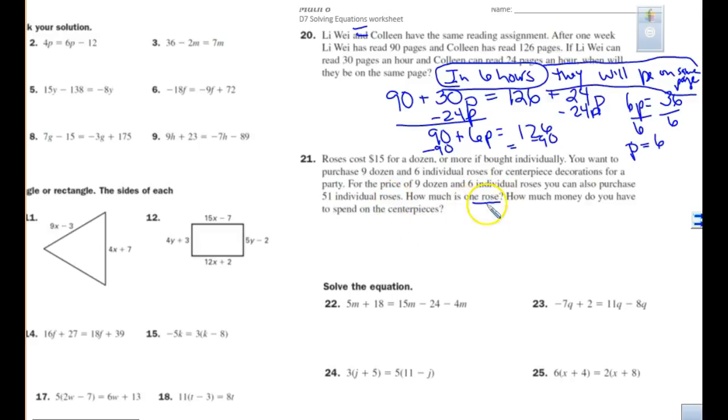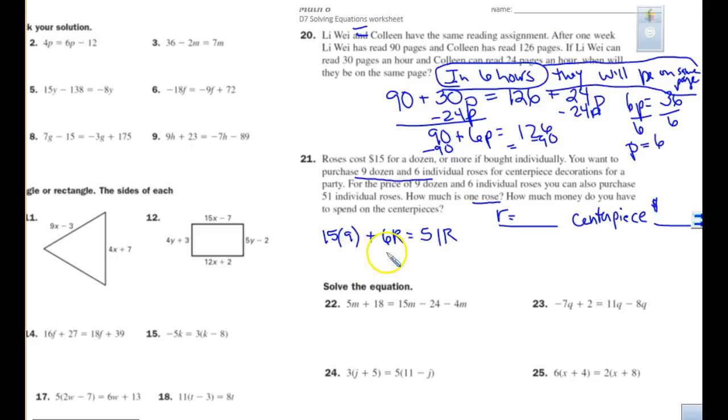So first thing we need to know, how much is one rose? We need to know what our R equals. And then it says, how much are you going to spend on your centerpiece? So we need 2 answers, okay? When you look at that, how much does the centerpiece cost? Okay. So what we know about the centerpiece was that it was 9 dozen plus 6 individuals. Each dozen cost $15. So 15 times 9, because we had 9 dozen, plus 6 roses are. And that was exact same price as if I buy 51 roses.